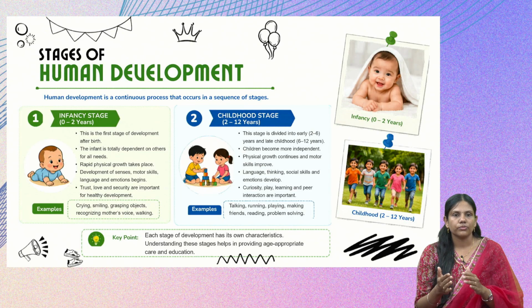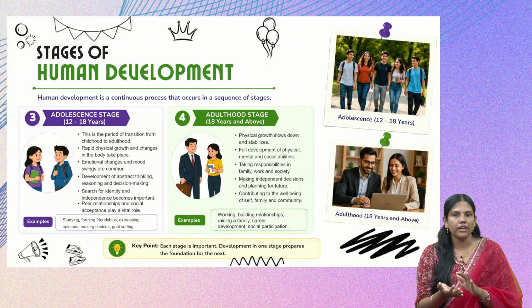Next we have the adolescent stage and adulthood stage. In the adolescent stage, that is 12 to 18 years, this is considered a transition from childhood to adulthood. Here the child will have physical growth, and there will be a lot of changes in the body. Emotional changes and mood swings are very common in this stage, and abstract thinking, decision making and reasoning, and search for identity start in the adolescent age.